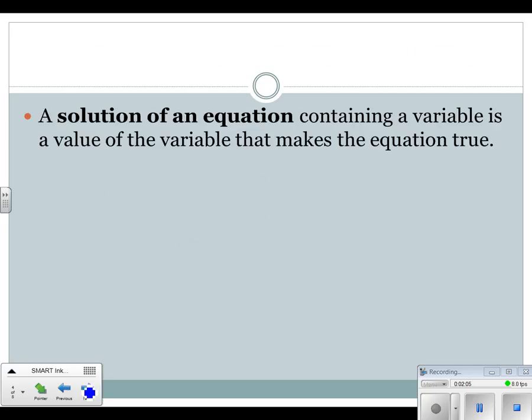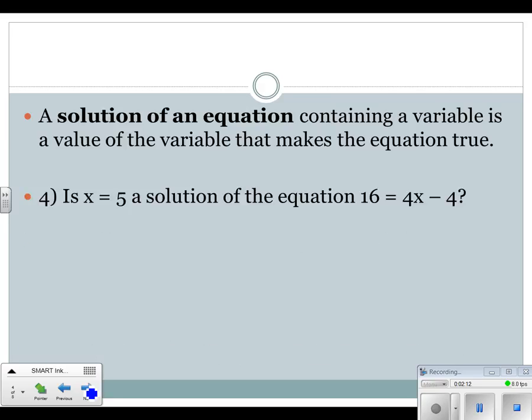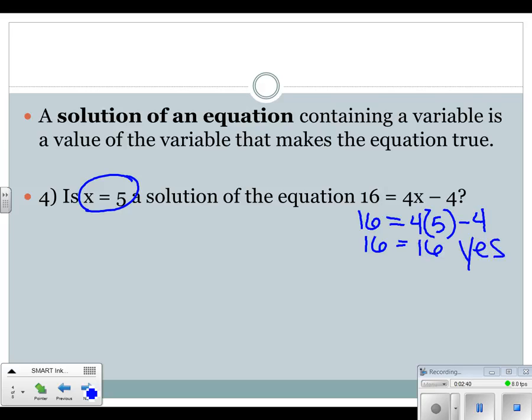A solution of an equation containing a variable is a value of the variable that makes that equation true. So, is x equal 5 a solution of the equation 16 is the same as 4x minus 4? So we replace the x with 5 to see if it is a solution. And we're left with 16 equals 20 minus 4, which is 16. So yes, 5 is a solution.